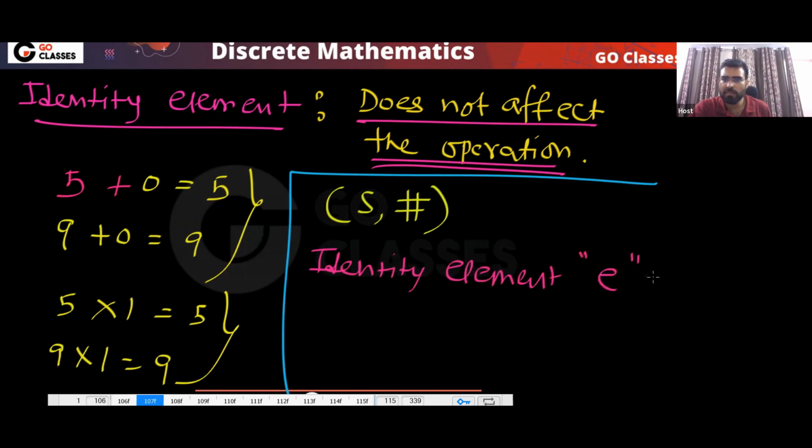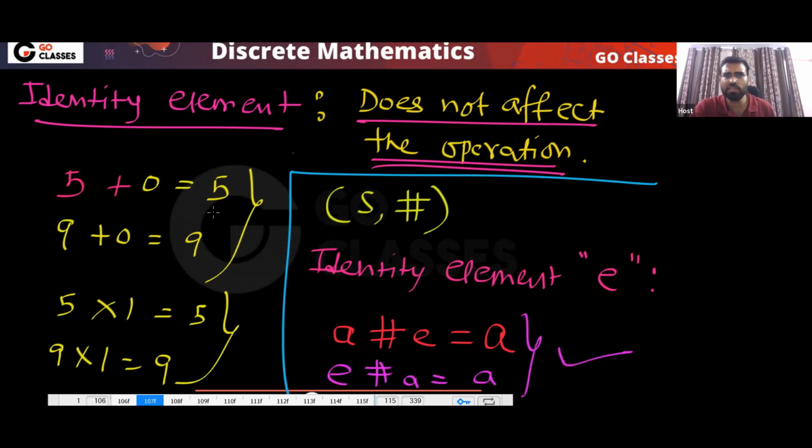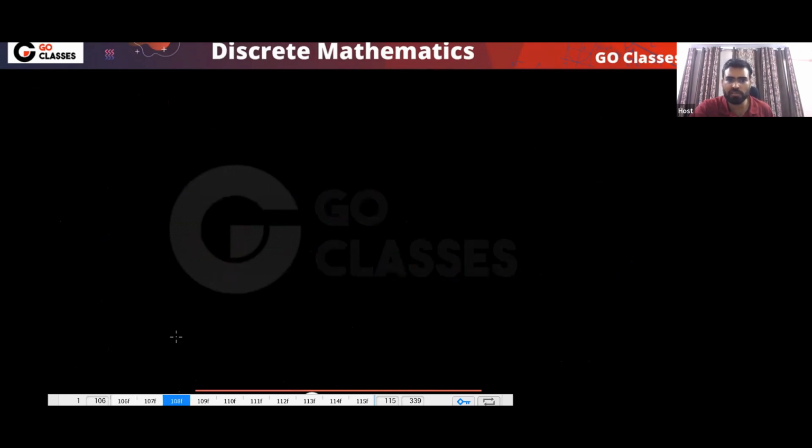Identity element E is something that will not affect the operation. So A hash E will be the same as A, and E hash A will also be the same as A. This is the definition of identity element. So the identity element does not affect the operation.